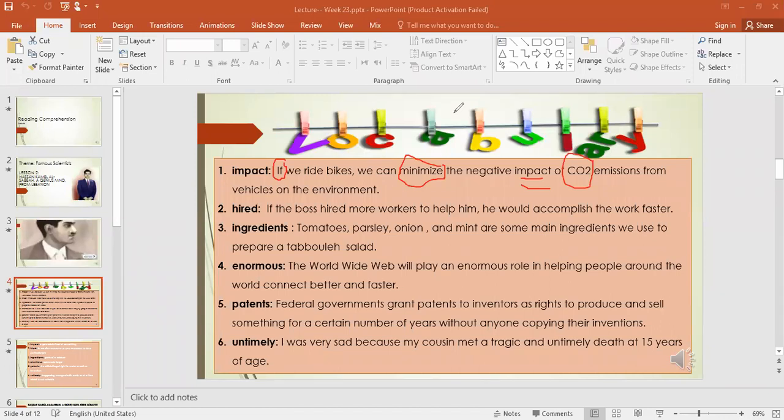The boss hired. Usually who hires? If the boss hires someone, what does he do? What do you mean by hiring someone? To pay someone to do a job. Very good, exactly. So when I hire someone, it means I'm paying this person money in order to do a certain job. Okay? That means to employ.